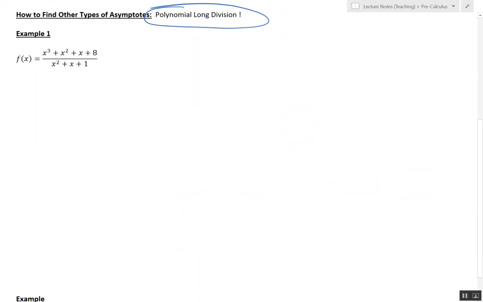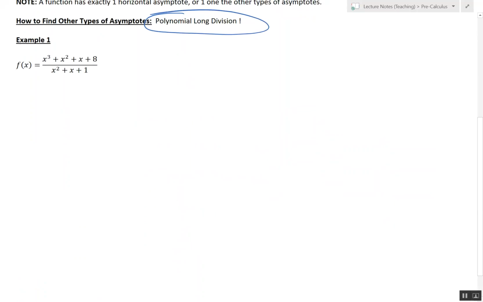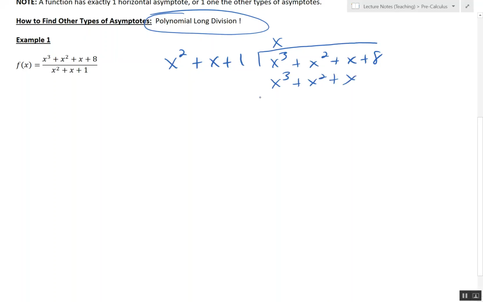So let's look at example 1 and see how we figure this out. So we set up our polynomial long division. We'll have x squared plus x plus 1 divides into x cubed plus x squared plus x plus 8. So x squared goes into x cubed x times. x times x squared is x cubed, x times x is x squared, and x times 1 is x. Then we subtract that off, and because of the nice design of this problem, all those terms cancel. And we can just bring down the 8, and x squared doesn't go into 8, so 8 is the remainder.